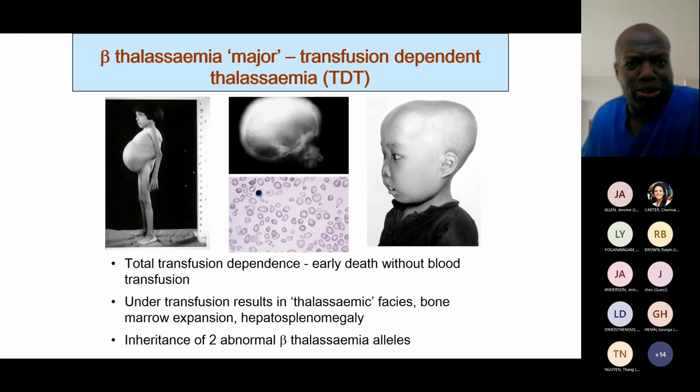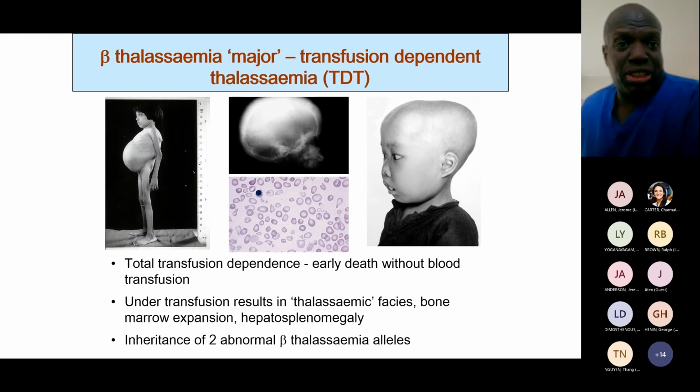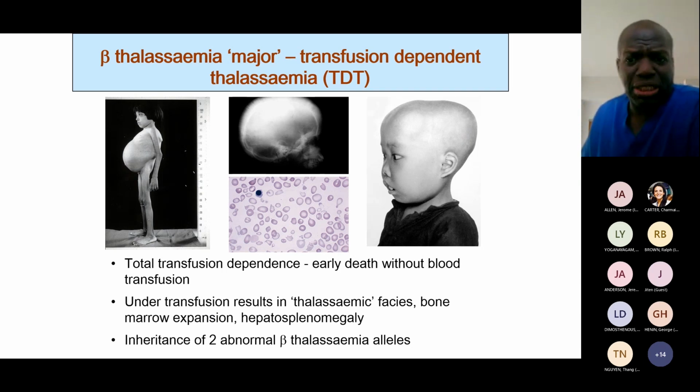Thankfully, we rarely, if ever, see these sorts of pictures anymore. But these are illustrations of the extramedullary hematopoiesis that occurs in those patients who have transfusion dependent thalassemia major. Nowadays, with the transfusional programs that are in place, we tend not to see these sorts of complications.